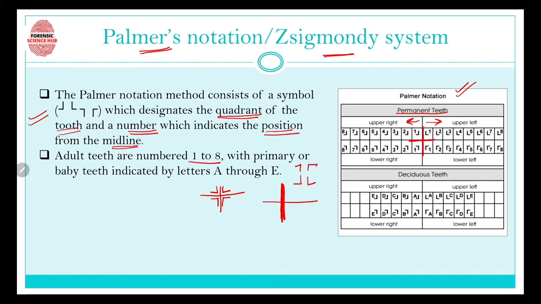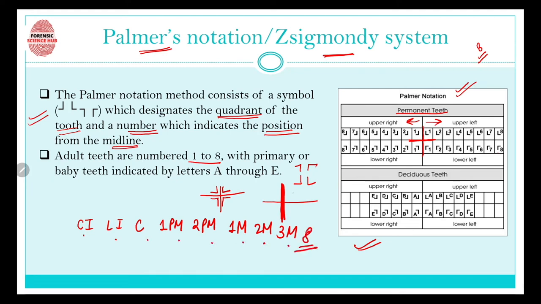Adult teeth are numbered from 1 to 8, while primary teeth or the baby teeth are indicated by alphabets and not numbers. So it goes from A, B, C, D, E, A, B, C, D, E. I hope you know that there are 8 teeth in each quadrant, right? And what are those 8 teeth? The teeth are central incisors, lateral incisors, canines, first premolars, second premolars, first molar, second molar, and third molar. So how many are these? 1 2 3 4 5 6 7 8. So there are 8 teeth in each quadrant. So we have 8 teeth here, 8 here, 8 here, and 8 here.